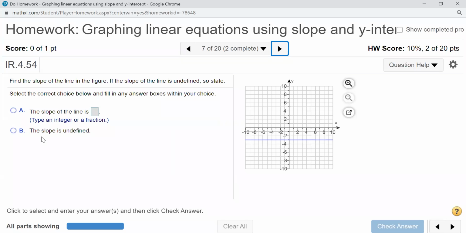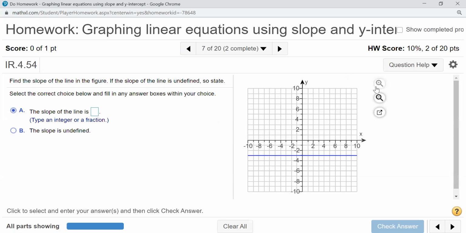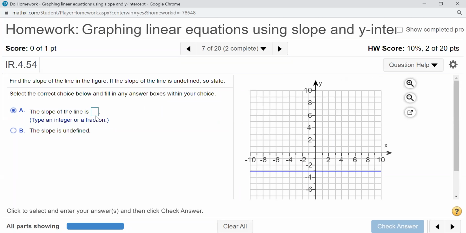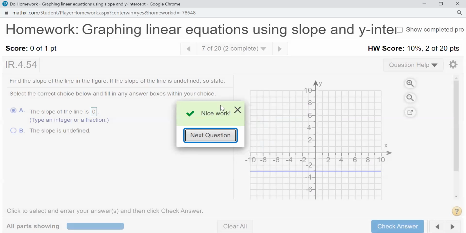Same idea there. Here, the slope of this line, you can see that is a horizontal line. I don't even have to think about it. Slope of the line is 0. No questions asked. Horizontal line has no slope, which makes sense. You're not going up or down as you go from left to right. So that's the same as saying there's no slope to it. There's no slanting to it. So it has a slope of 0.